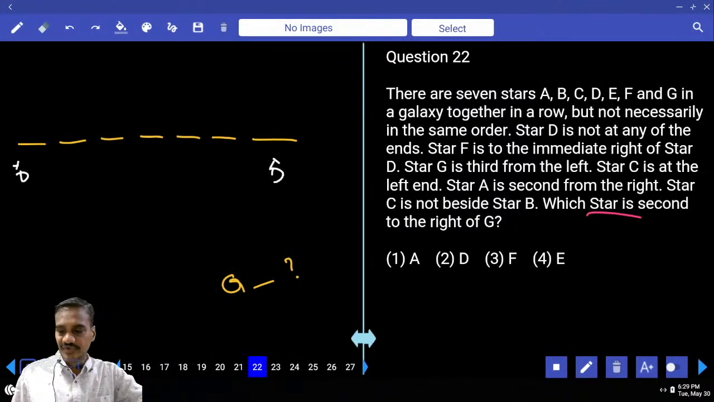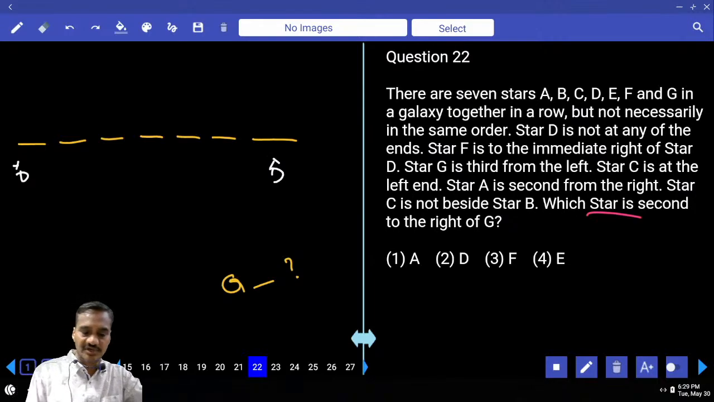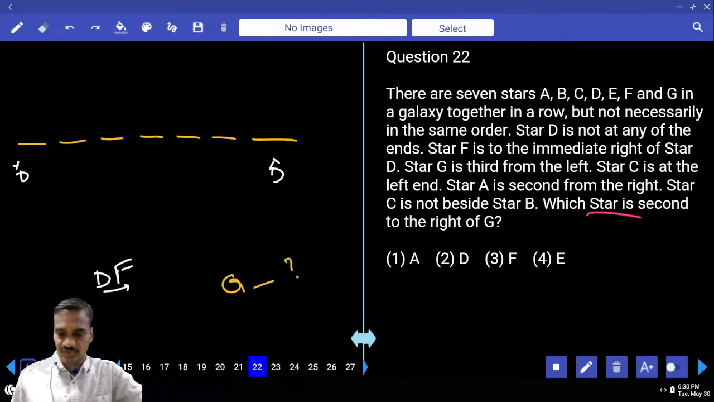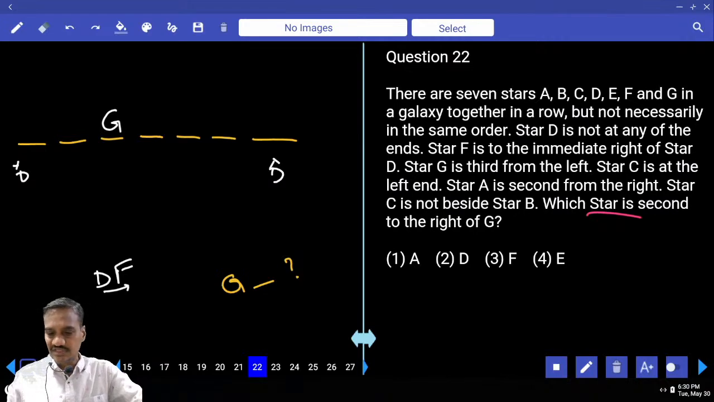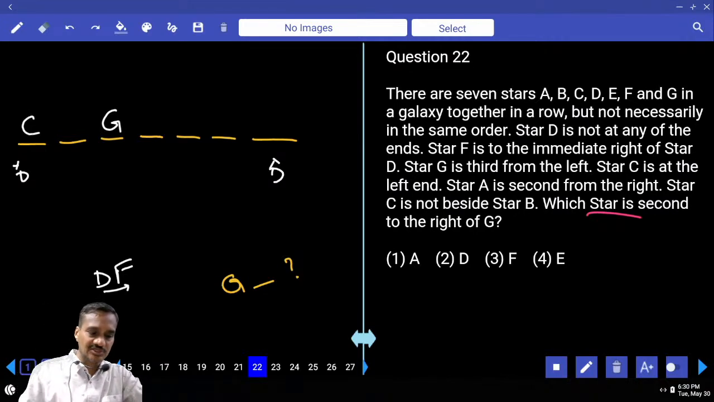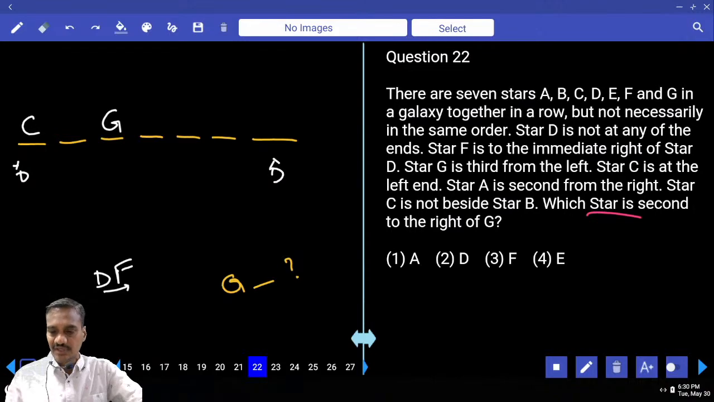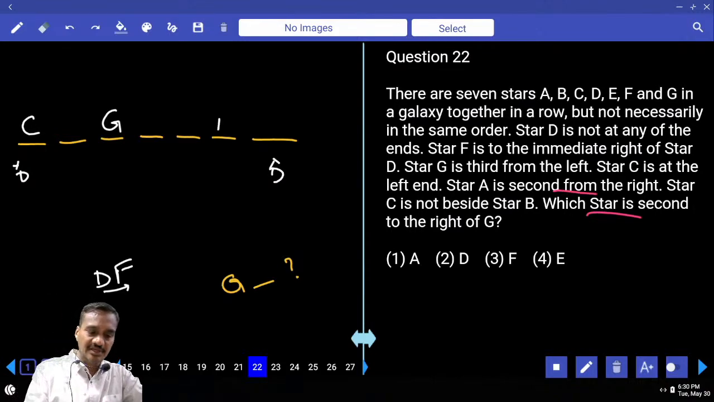Then F is to the immediate right of star D. F and D are adjacent to each other. And G is third from the left hand, and C is at the left hand. Now C is at this place, and A is second from the right.